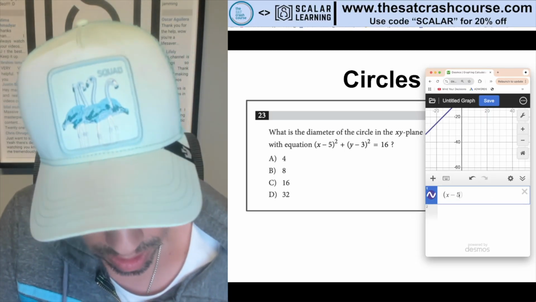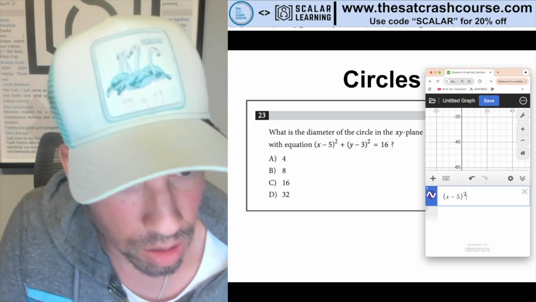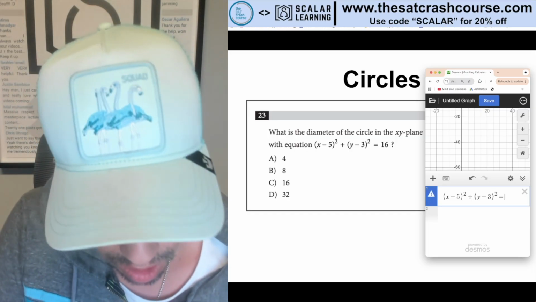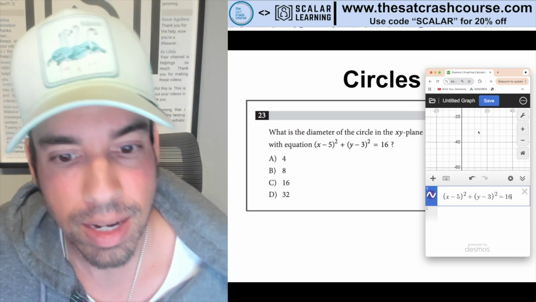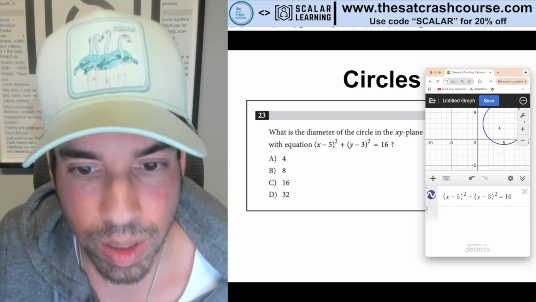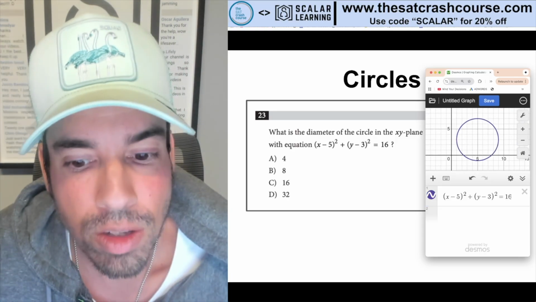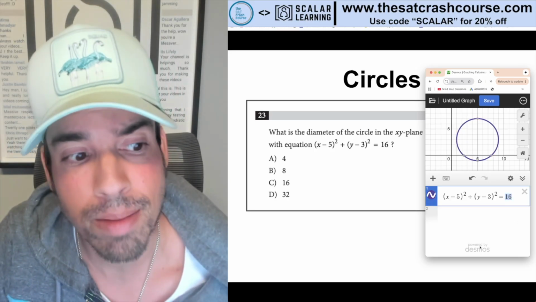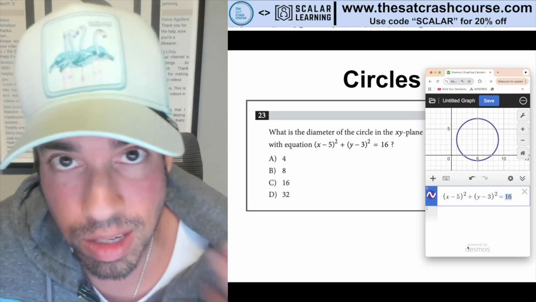So let's go ahead and enter it. We got (x - 5)² + (y - 3)² = 16. And again, now we're going to zoom out and look at the circle. So I know that my radius is the square root of 16, which is 4, and the diameter is double that, which is 8. I know that because I know the equation of the circle.